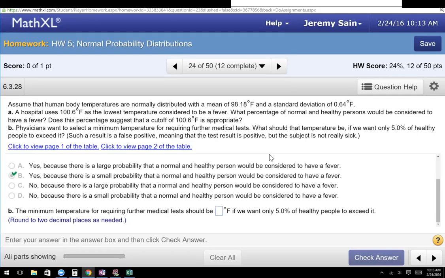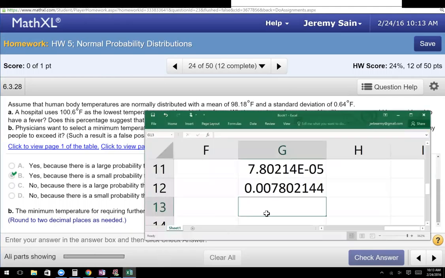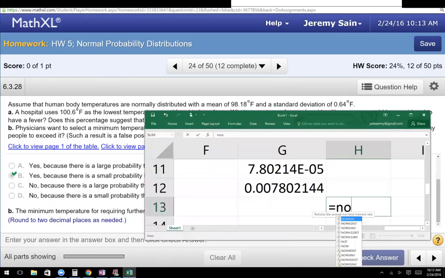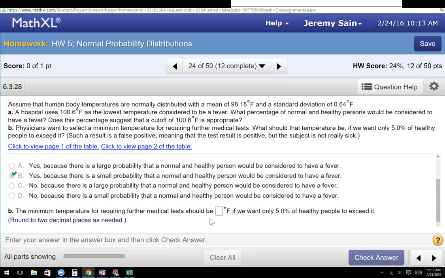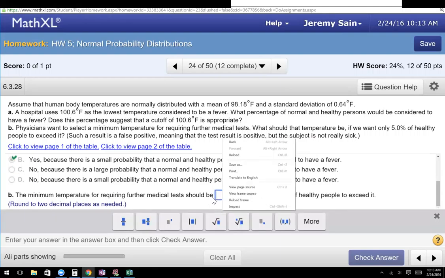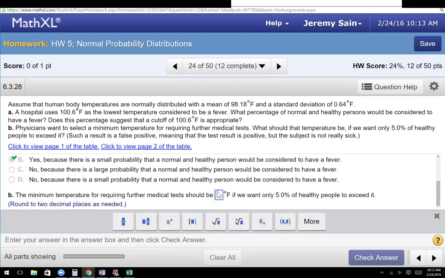That'll give me, yeah, okay. So equals norm inverse. We're looking at the 95 percentile. Mean is 98.18. Standard deviation is 0.64. So we could consider people who have 99 degrees to have a fever, and we'd be okay. And 2 decimals, so 99.23.